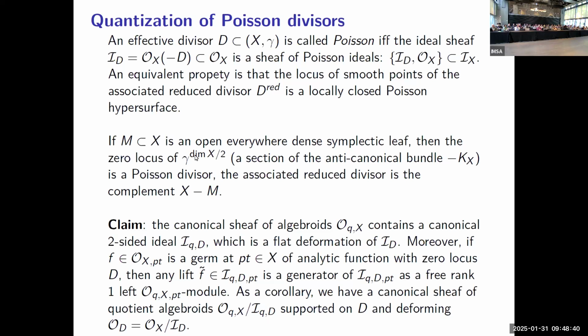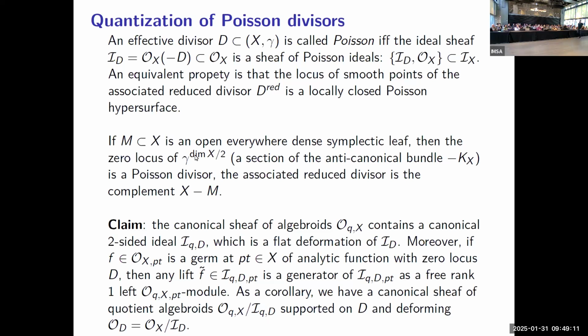If you have any divisor, yeah, it's Poisson. If it's an ideal sheaf, it's a sheaf of Poisson ideals. It's this definition, but it's actually a pretty geometric notion. In the case of divisors, it doesn't depend on choices of reduced or non-reduced. You consider a reduced divisor, and after you throw away something of codimension 2, you forget about the singularities.